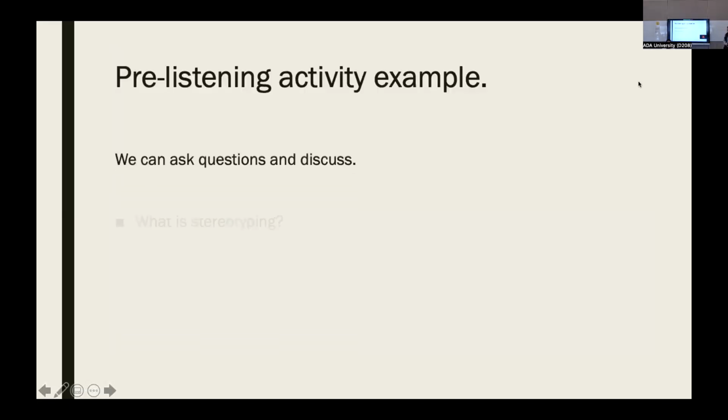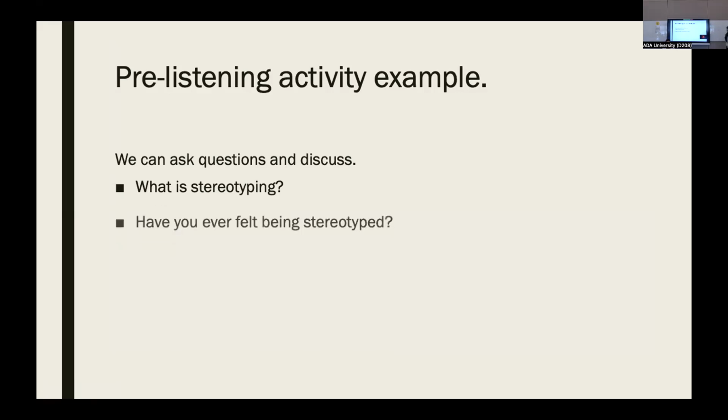And I have another question for you. What is stereotyping for you, teachers? Stereotype is something like we believe because it has always been that way. Okay. Now, have you ever felt being stereotyped by another person?